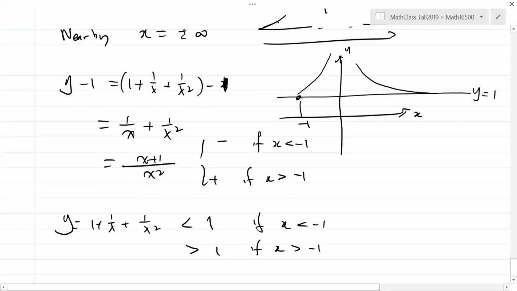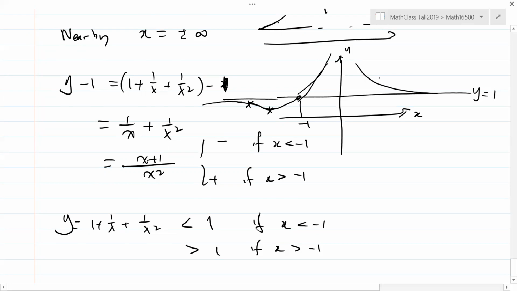When x is less than -1, the y value of the function is less than 1, so it's going down. On the right side of -1, it's always greater than 1, so it's above the horizontal asymptote. So now I have a very clear picture. It must go like that, and come back because y equals 1 is the horizontal asymptote. From this graph, there is only one local minimum value, which is also the absolute minimum value. And there is the inflection point where concavity changes, because this side must be concave down, then concave up.